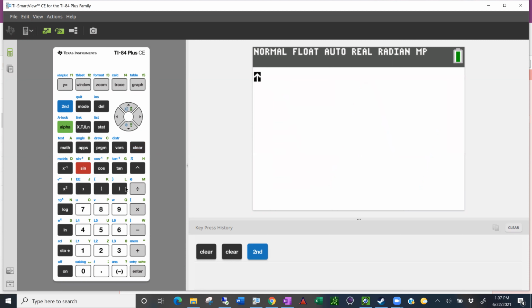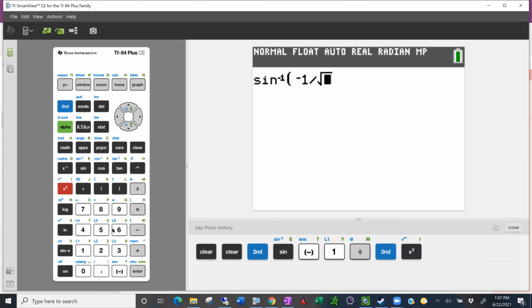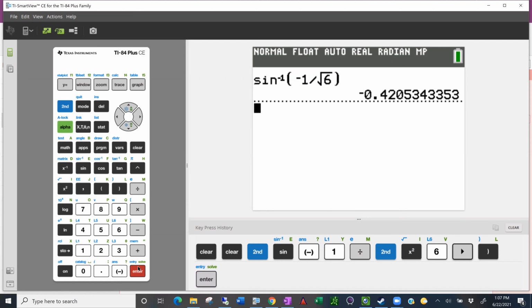Second sine inverse, I should say, of -1 divided by the square root of 6. And bam, like that. Now that's our answer in radians. Well, I want an answer which is positive. I want a positive angle. I don't want a negative angle. So yeah, something between 0 and 2 pi.